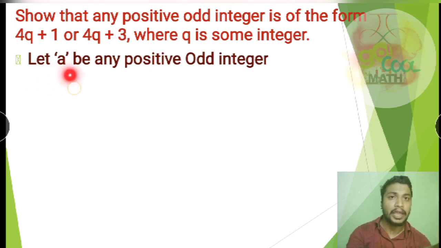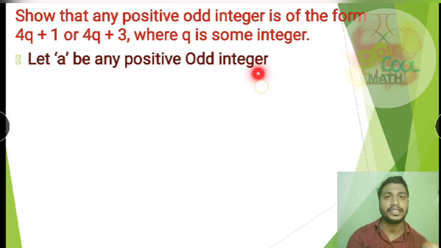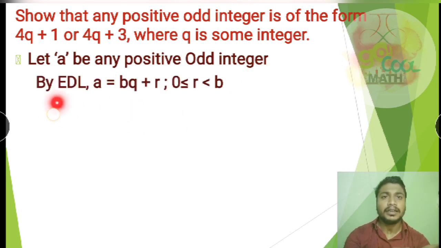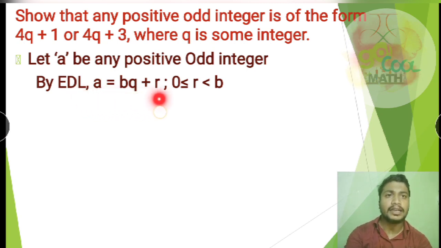Let a be any positive odd integer, which means positive odd integer is nothing but 1, 3, 5, 7, 9, 11, etc. So a must be a dividend and it must be any positive odd integer. And by considering the EDL, that is Euclid division lemma, a is equal to bq plus r, 0 less than or equal to r less than b. This is the condition and this is the lemma.